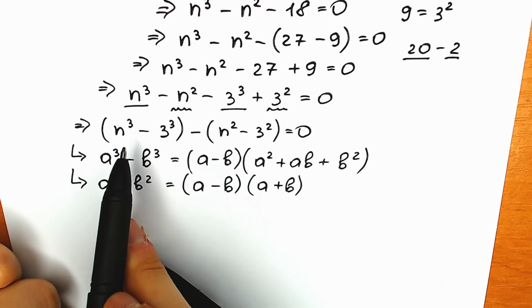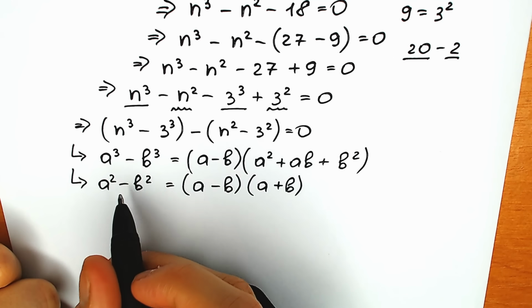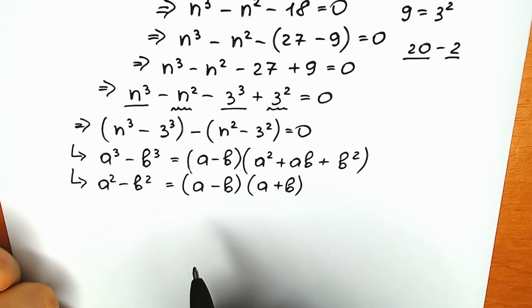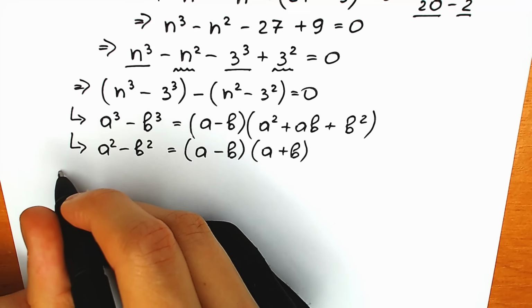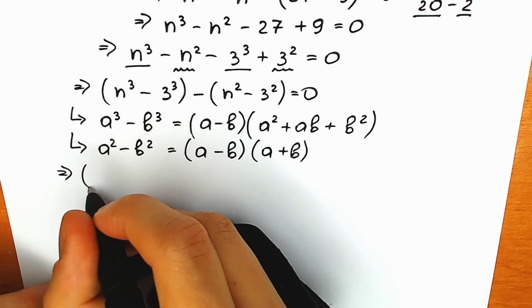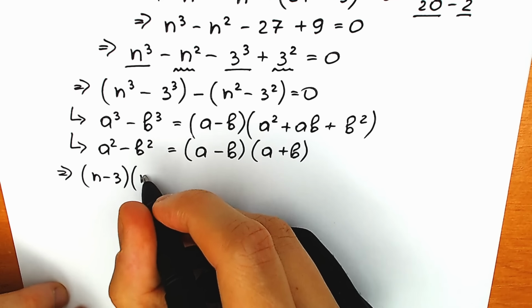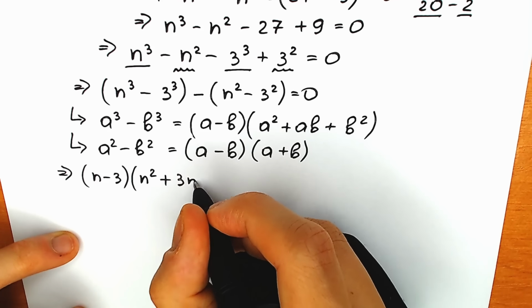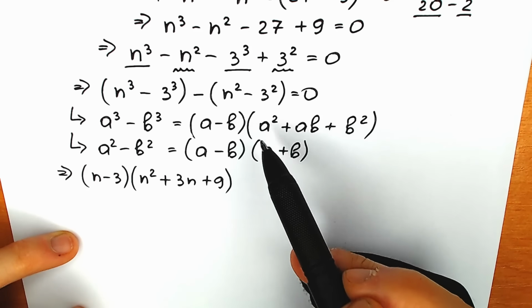We know how we can expand this difference of cubes in terms of this formula, and we know how we can expand difference of squares in terms of this formula. Okay, really great. And right now let's do it. First of all, let's start with difference of cubes right here on the left side. So we have n minus 3, and in parentheses we have n squared plus 3n and plus 9. Really great. So we expand this expression in terms of this formula.